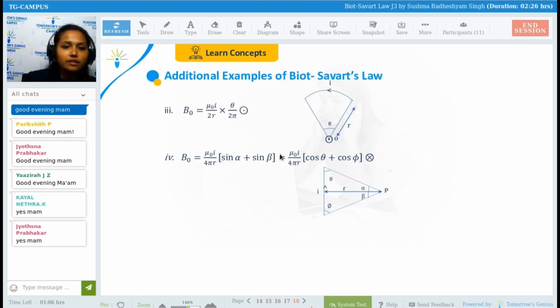Now in the same manner, if an arc is formed, and this is a theta, find the magnetic field. We already said the formula is mu naught I theta over 4 pi r. Okay. So if the current is going in this direction, that means it is into the paper. Now in a similar manner, if instead of your theta in the previous one, we see something like this.